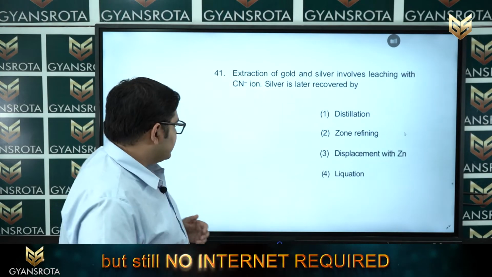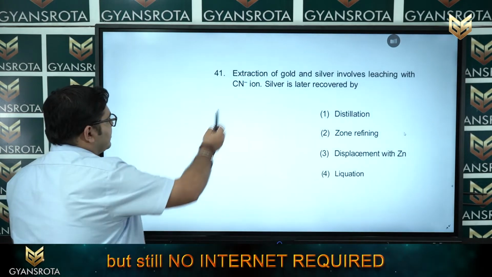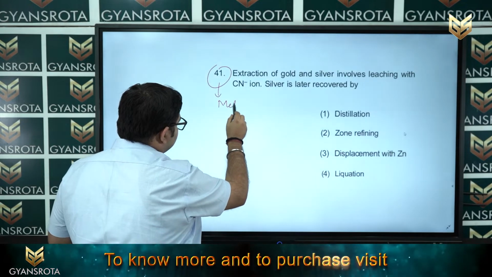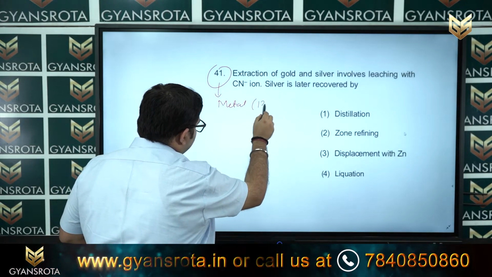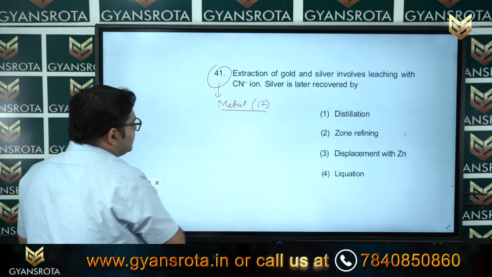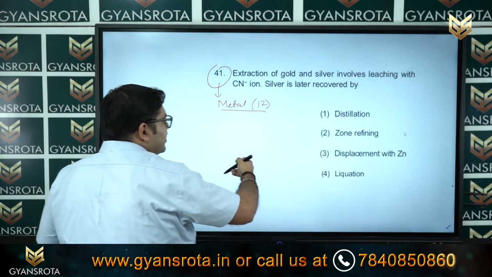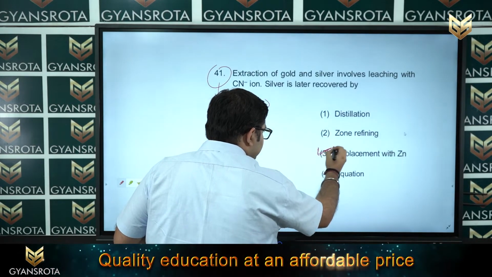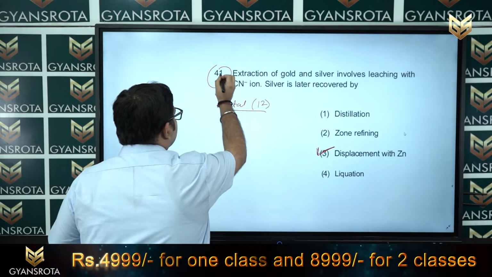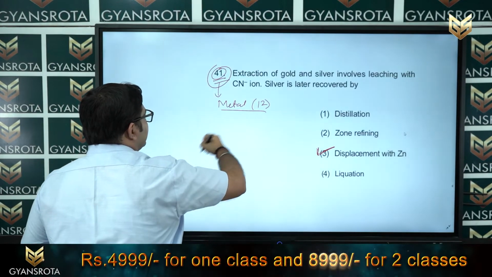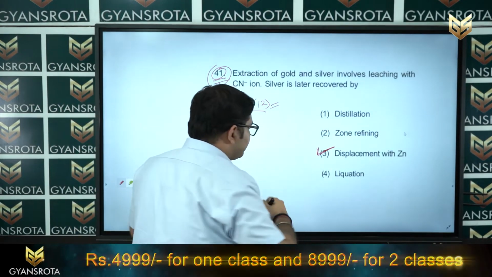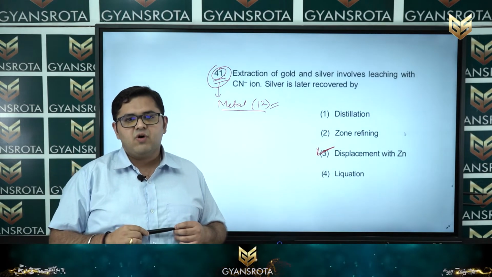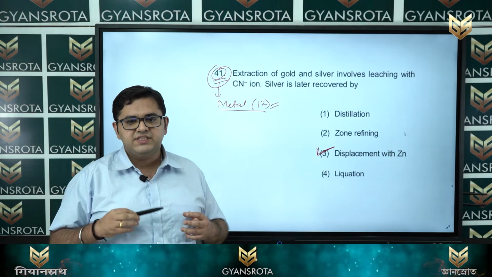So, question number 41 comes from your metallurgy part, and that is given in your class 12 NCERT. This is very common, like if you see the option, the displacement with zinc. This is the correct answer of question number 41, and it is a direct statement from your metallurgy chapter which comes in the class 12 NCERT. So, the correct answer here is option number 3, that is displacement with zinc.